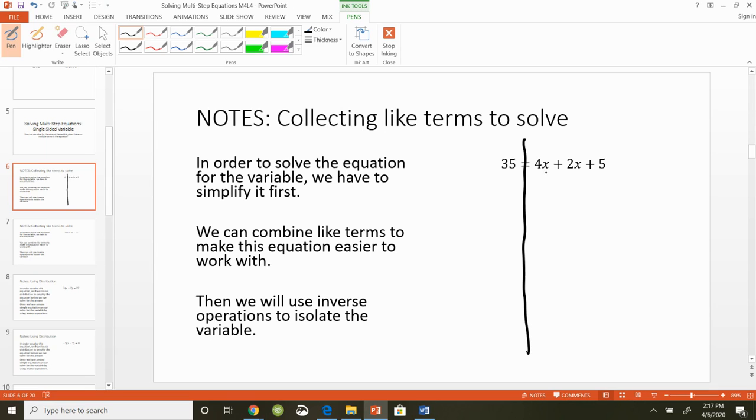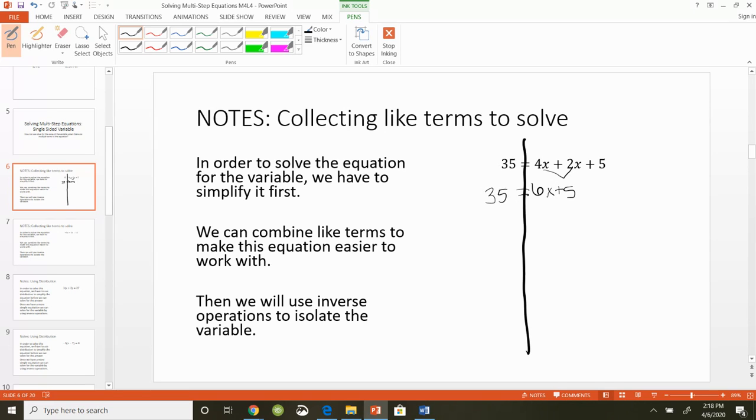So 4x plus 2x can be combined because they both have x's. This plus 5 does not have an x variable, so it's not a like term with these. So together 4x plus 2x makes 6x. And then I'm going to bring down the plus 5 because I can still use it eventually. I just can't do anything with it right now. Equals, and I'm going to bring down the 35.